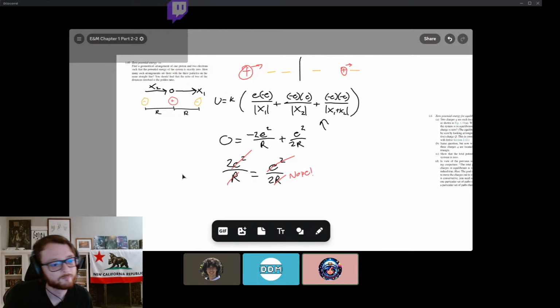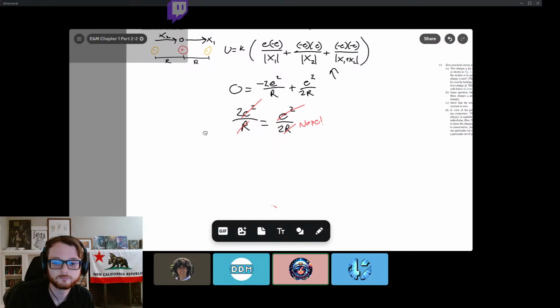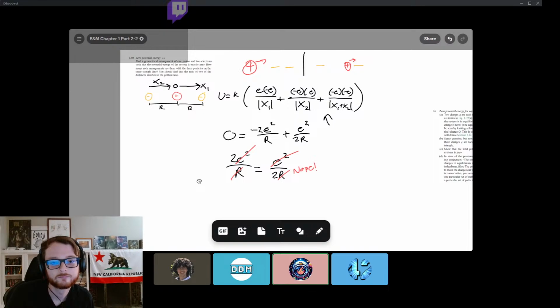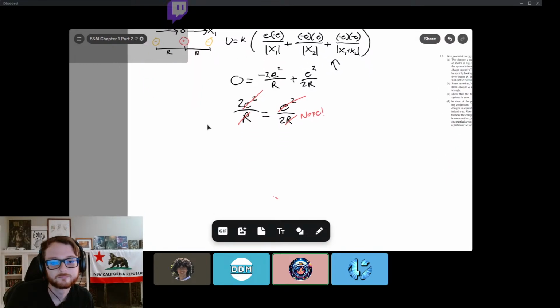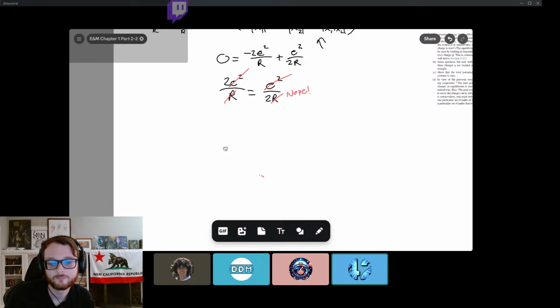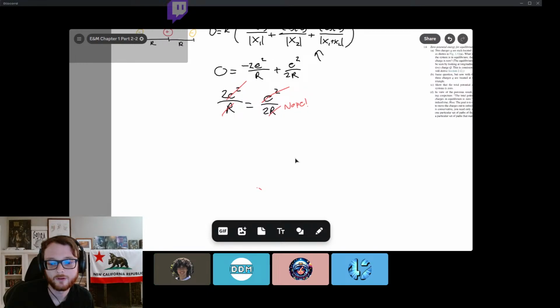Okay. Well, let me think about that. Are you still thinking proton in the middle of the 2 charges, but not equidistant from both sides? Yeah. That's what you're thinking?